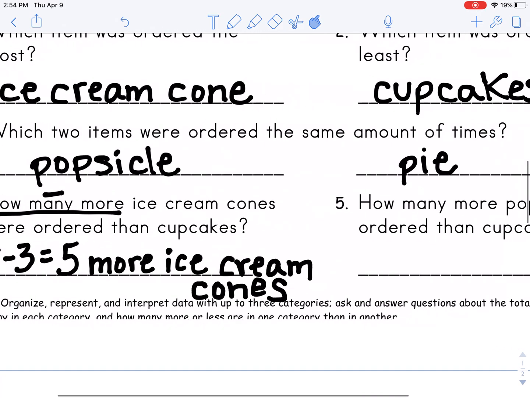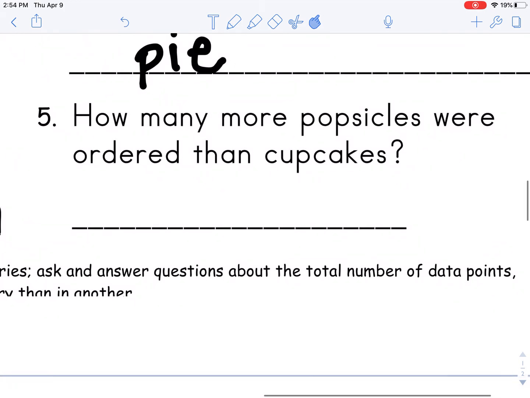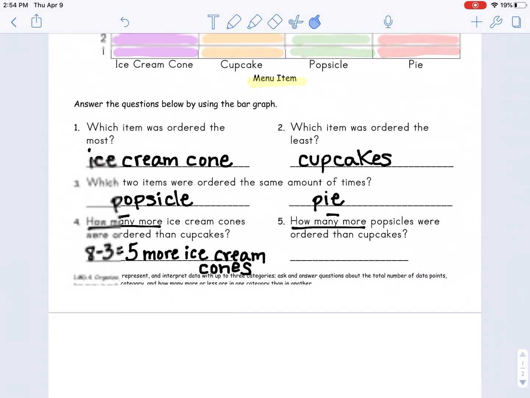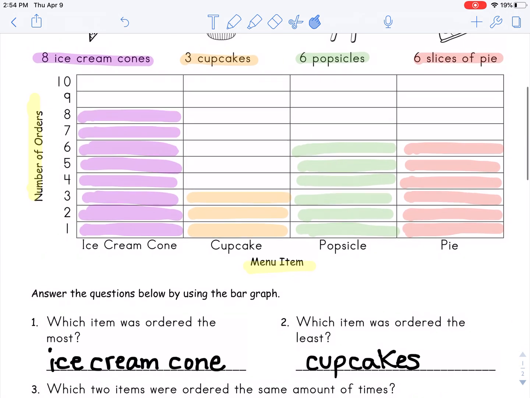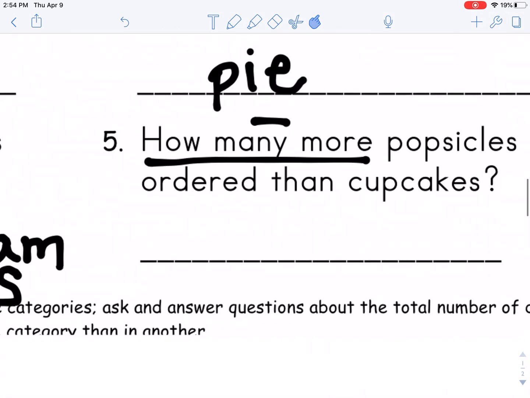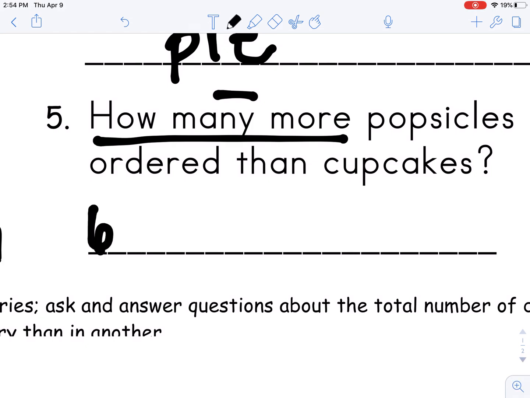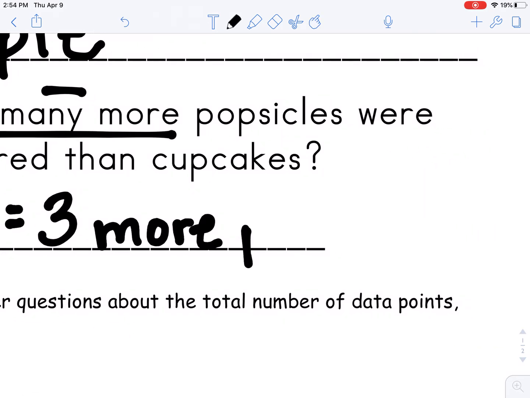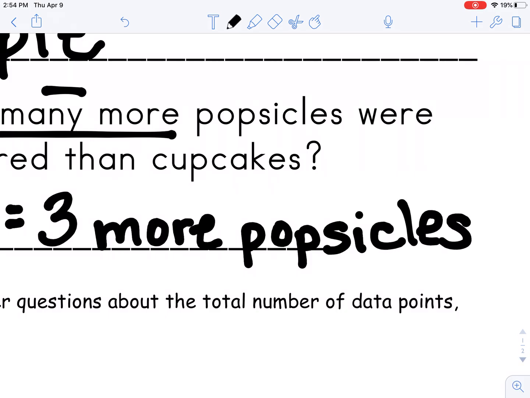Okay? Let's look at number 5. Again, it's asking us how many more, so I already know that's going to tell me to subtract, how many more popsicles were ordered than cupcakes. So let's look back at the top. There were 6 popsicles ordered, and we already know there were 3 cupcakes ordered. So now we want to subtract: 6 popsicles minus 3 cupcakes equals 3 more popsicles than cupcakes. And that's our last question.